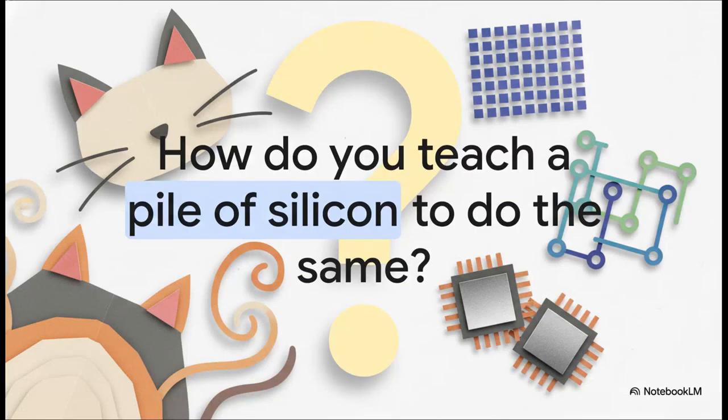I mean, think about it. For us, it's just second nature. We see some fur, a couple of whiskers, those pointy ears, and boom, our brain says cat. But a computer doesn't see any of that. So how do you possibly bridge that gap? How do we take our intuition and translate it into a language that a pile of silicon can actually understand? Well, that's the big question we're going to tackle right now.